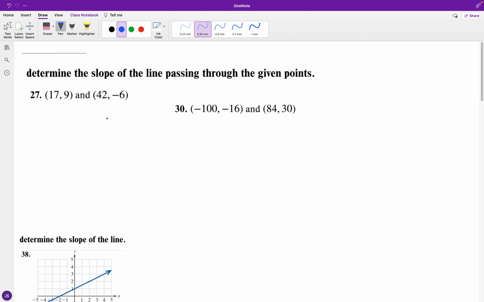And looking for the slope of this line, first of all, we can determine what we will have designated for the first and second x and y values. So we have 17 and 9, we'll let this be the first set of x and y terms. And with 42, -6 provided subsequently, we'll just have this as the second set.